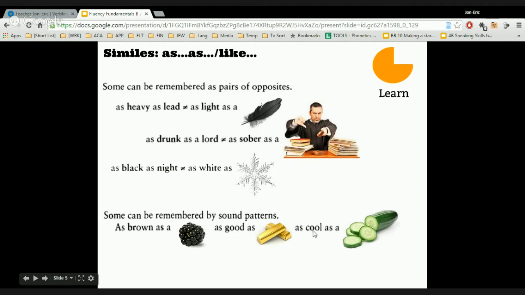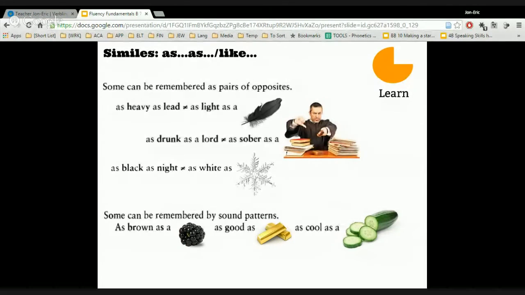I've given you some pictures to help you out. Let's see if you can use the picture to finish the simile. Okay, so take a look at the first one. Heavy as lead. All of these are opposites. One way to learn these is to learn them as pairs of opposites. Heavy as lead, Giancarlo. Light as?